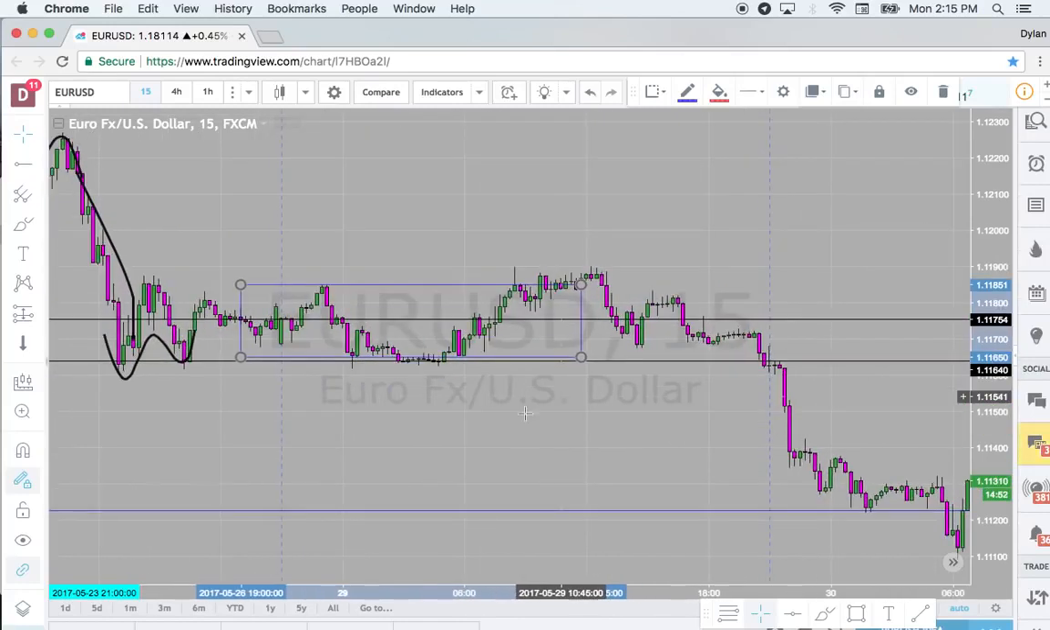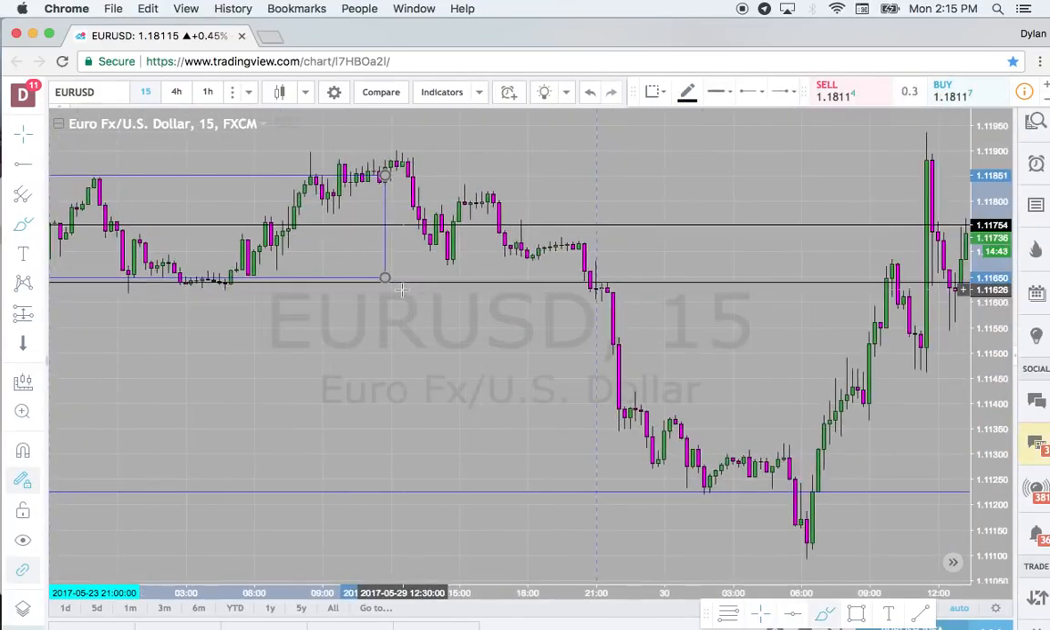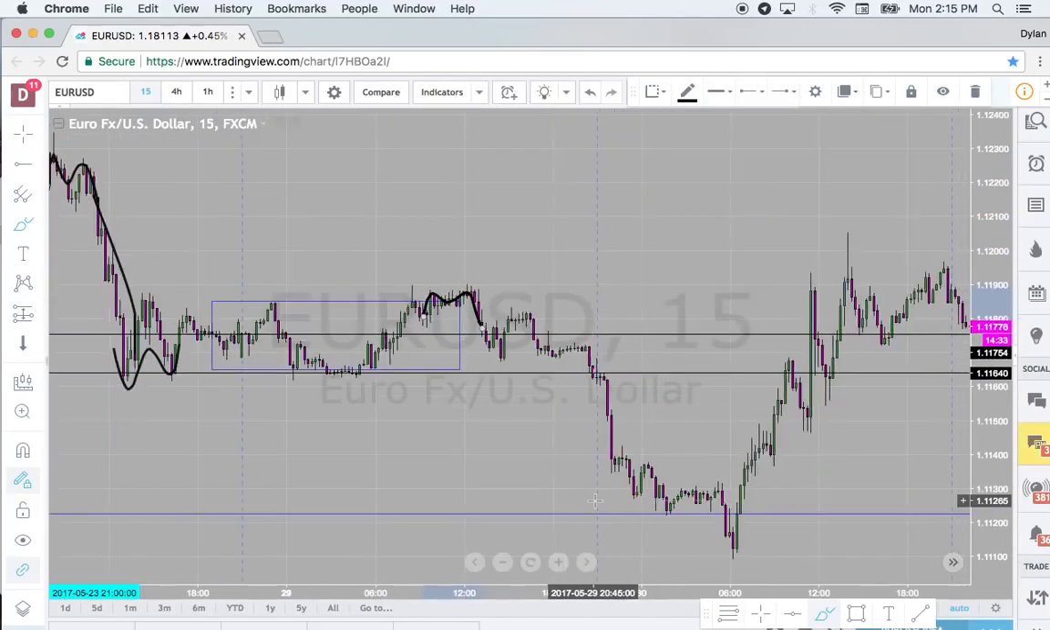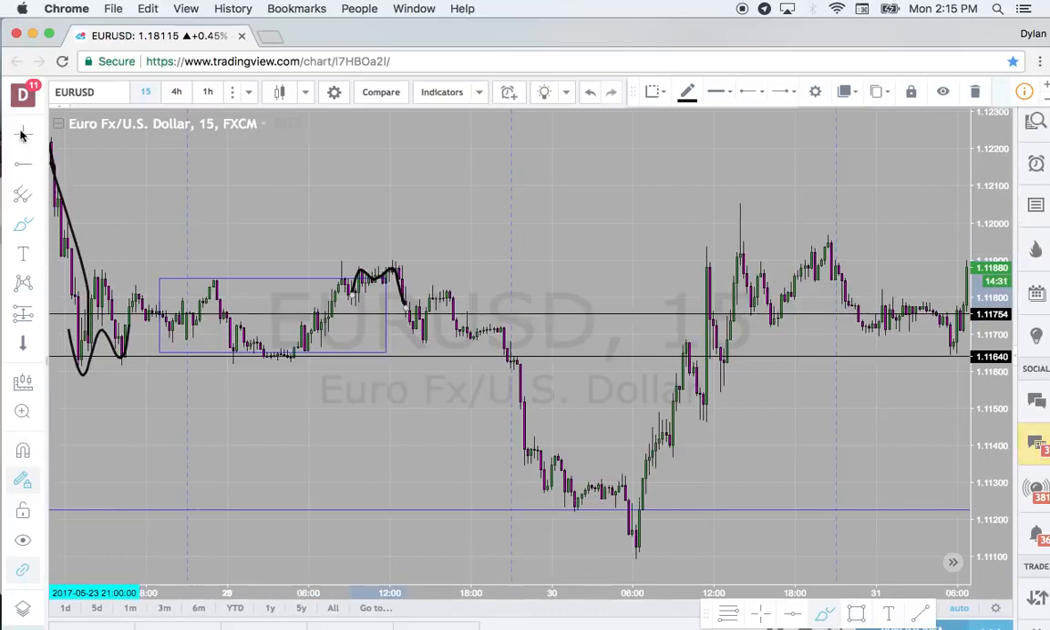Now here, this wasn't such a volatile movement, but nonetheless it was that M formation at the high of the day, and then came off and dropped. Another one here.